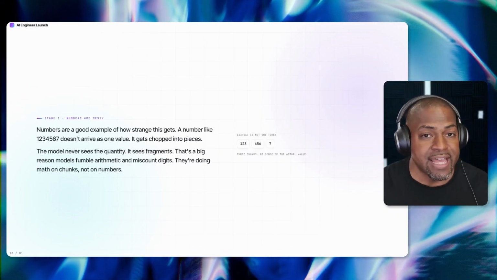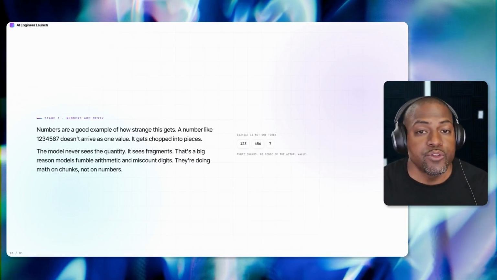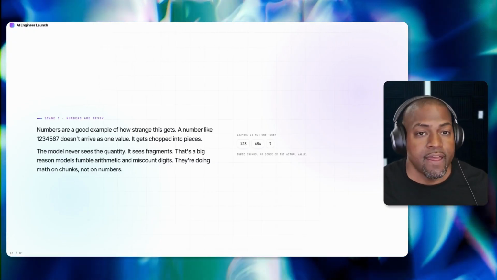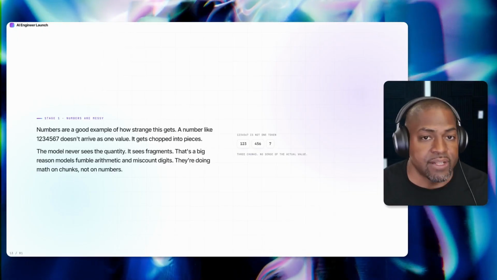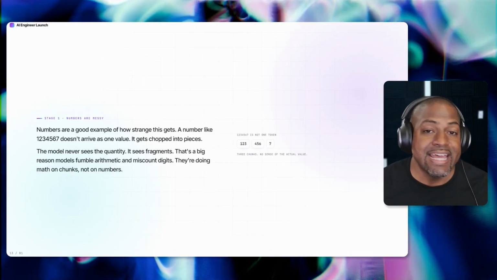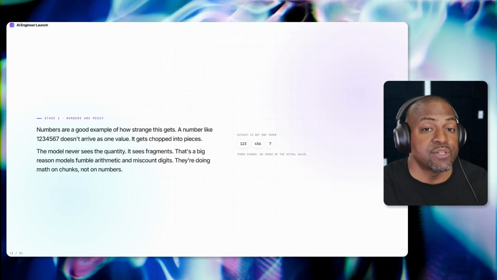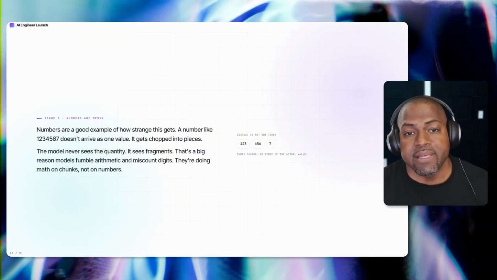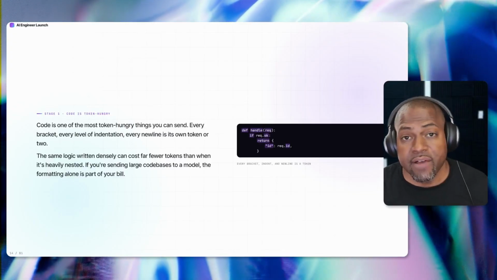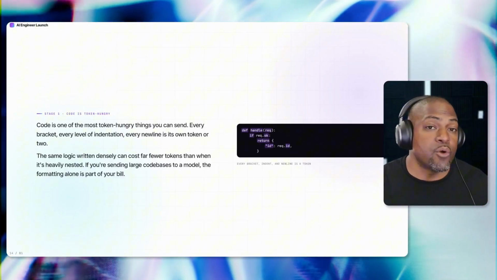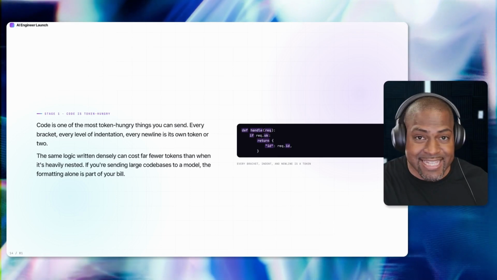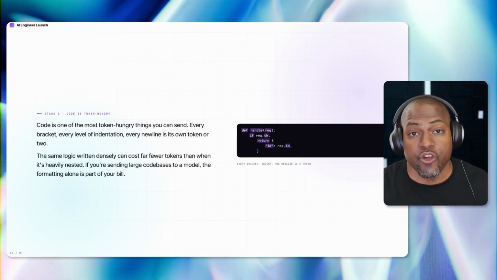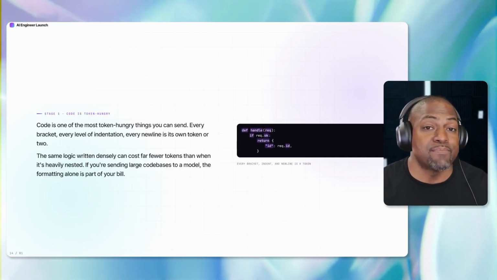Numbers don't arrive as values. They get chunked. For example, 1, 2, 3, 4, 5, 6, 7 gets broken up into 1, 2, 3, then 4, 5, 6, and then 7. The model never sees the quantity. It sees fragments. This is a big reason why models fumble arithmetic and miscount digits. Every bracket, every level of indentation, every new line is its own token or two. The same logic written densely can cost far fewer tokens than when it's heavily nested. If you're sending large code bases to a model, the formatting alone is part of your bill.